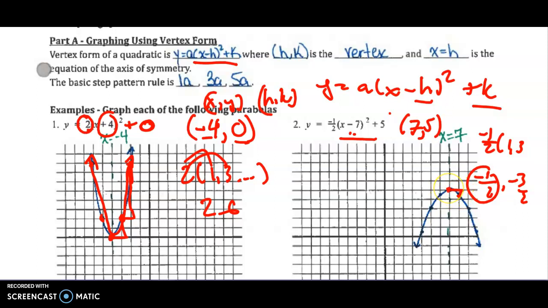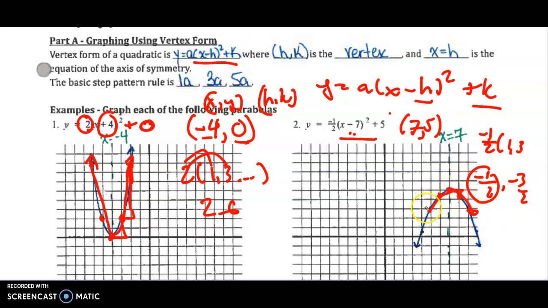So this vertex here is the top, or the maximum. Remember we talked about max and min and all that last year? I know you did. So you're going to go over 1, down 1/2, and then over 1, down 3/2. That's how you get your points. So negative says go down, and then the mirrored points are here, and connect those there.